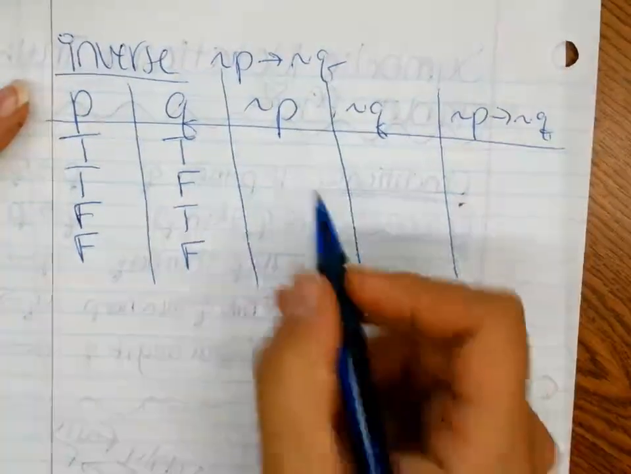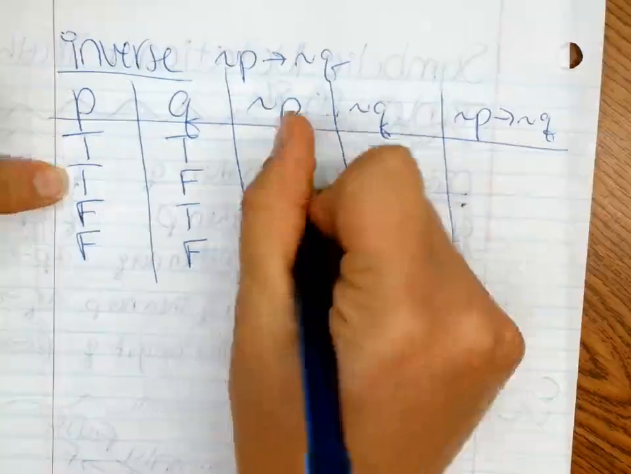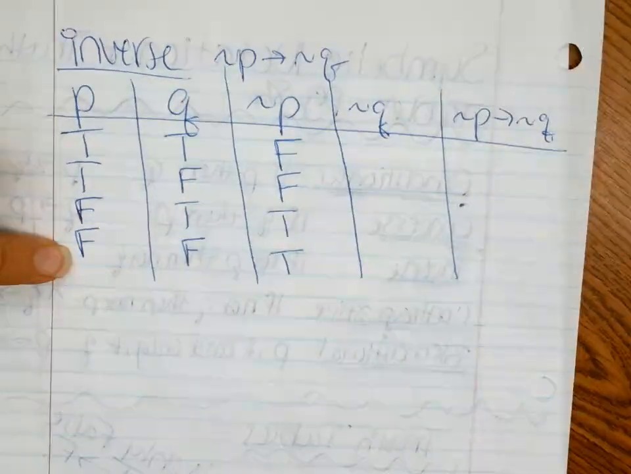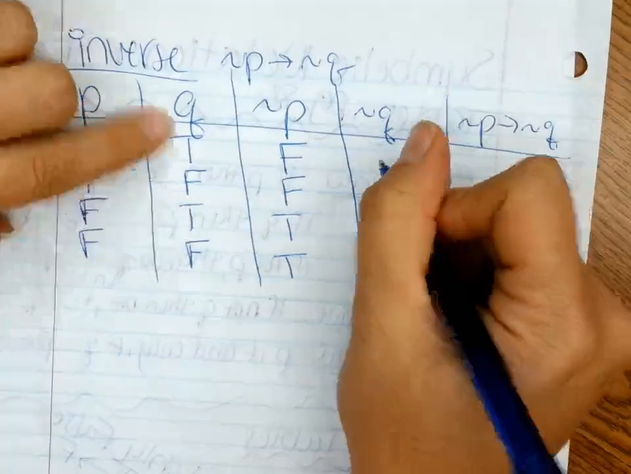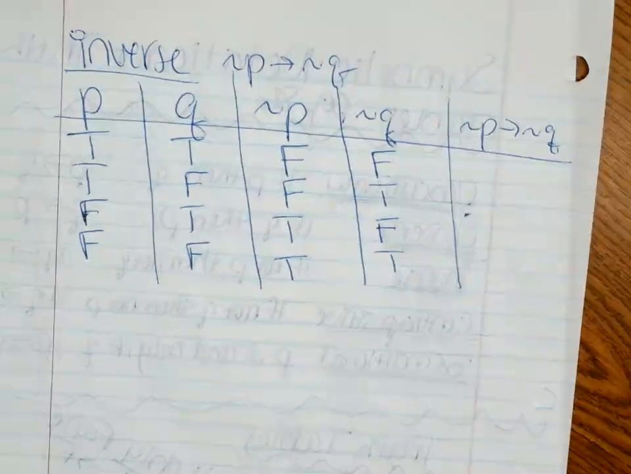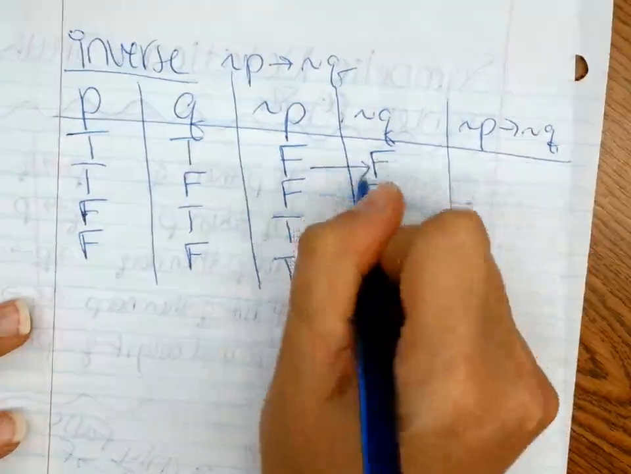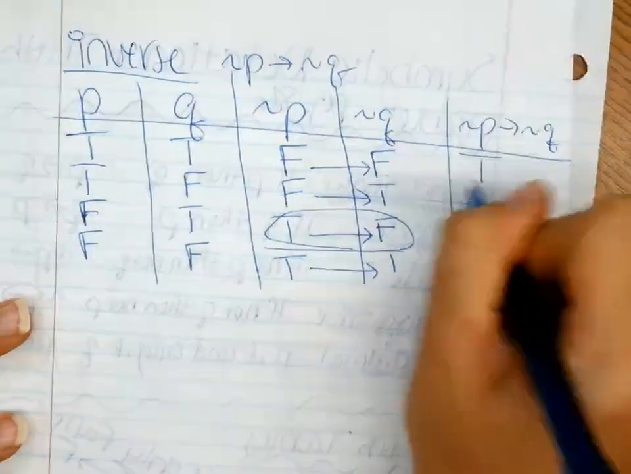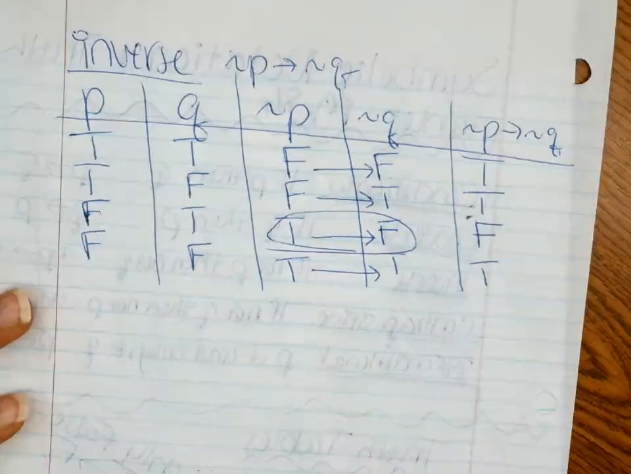What do you guys think for not P? Take my P's and make them opposites. True becomes false, true becomes false, false becomes true, false becomes true. Right? Just flip my opposites. Opposites of my P's. Now do opposites of my Q's. Instead of true, false, I'm going to do false, true, false, true. Right? Switch everybody. So for inverse, I'm going from not P to not Q. Am I ever going from true to false? Right here. So true, true, false, true.